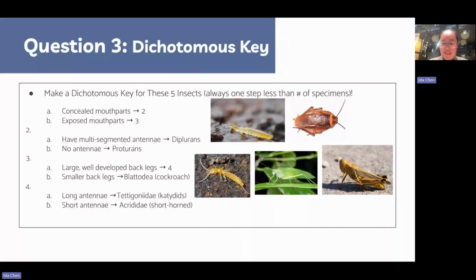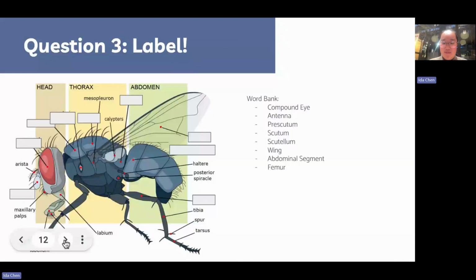Okay, great. So the last problem is super straightforward. It's just a labeling problem. This is taken off of a wiki that I found, and I've just boxed out some of the body parts. I think for these, you don't necessarily have to memorize all of them, just the basic things like head, thorax, abdomen, and then the main parts of them.